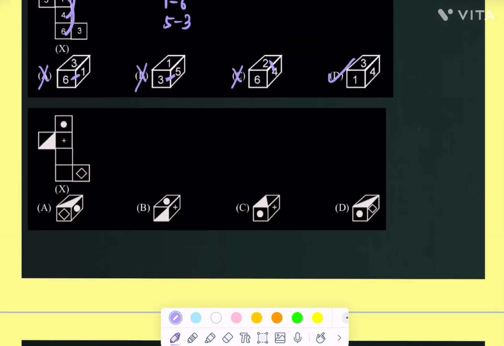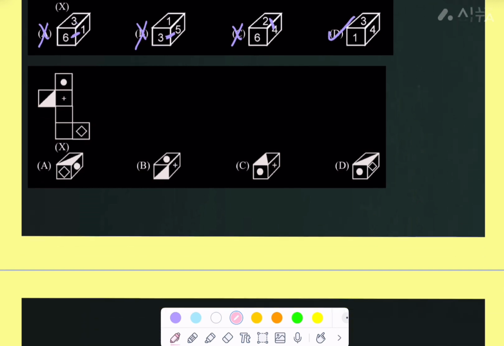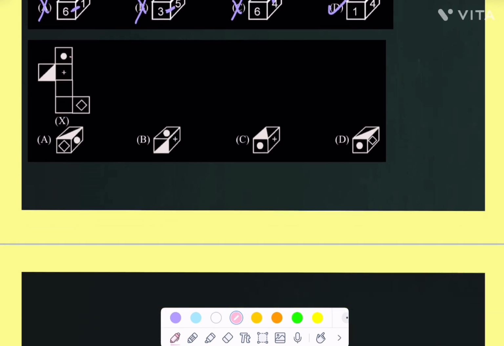So it is an unfolded die given. We'll check it here. The dot and the empty space are opposite to each other, right? And the plus symbol and the dark space are also opposite to each other. And the triangle and the rhombus are also opposite to each other, right? That's the given. Now we'll check it.